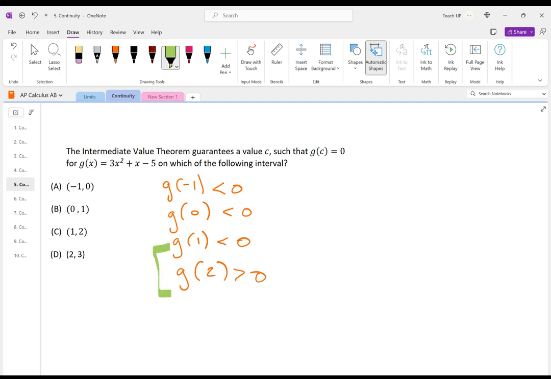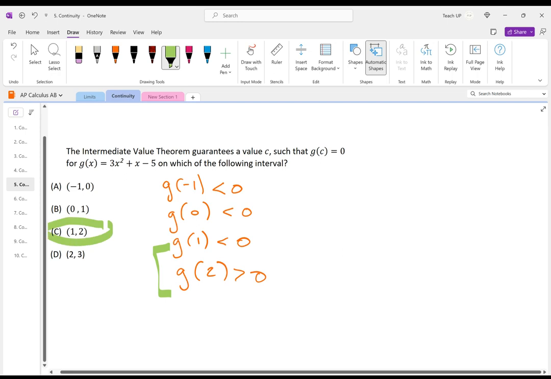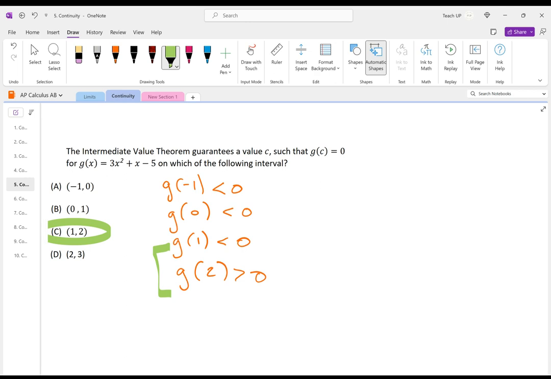There's a switch of signs, and we do see that one of the options there was the interval from 1 to 2. And since this function, a quadratic function, is continuous over 1 to 2, then for the function to go from negative to positive, that means there has to be a value c for the function to be 0. That means that's going to be our answer.